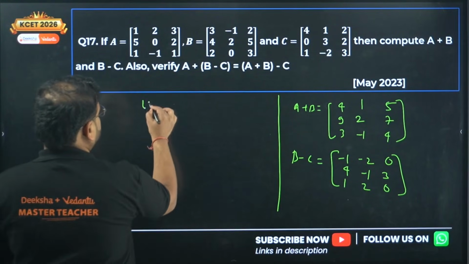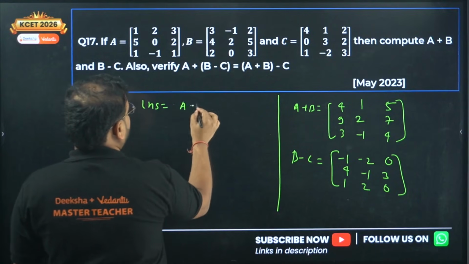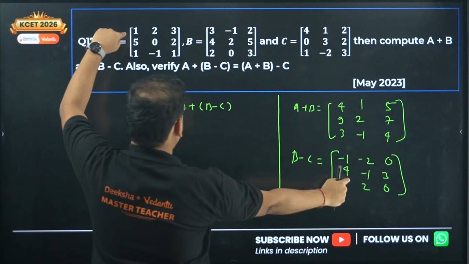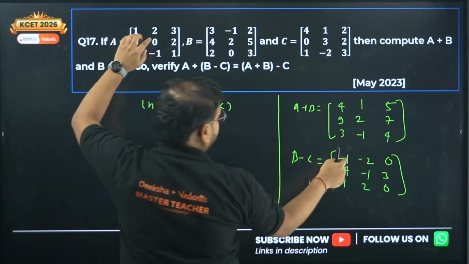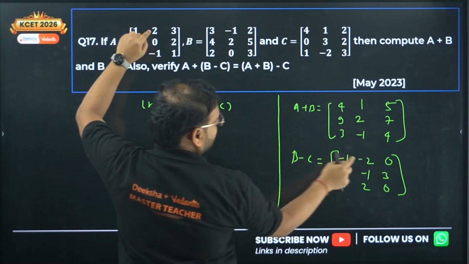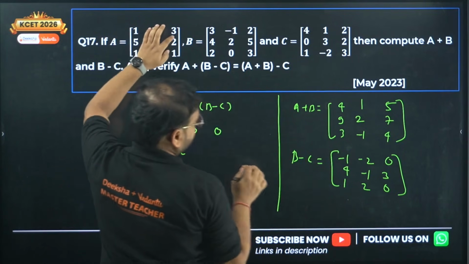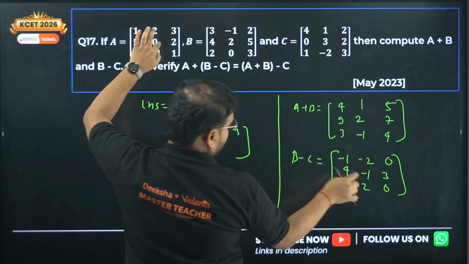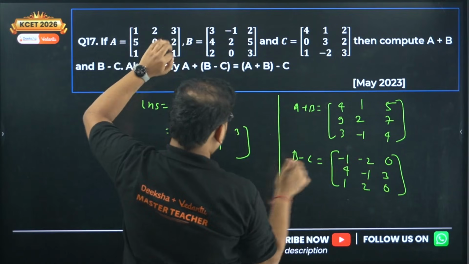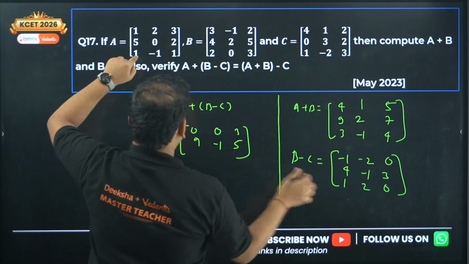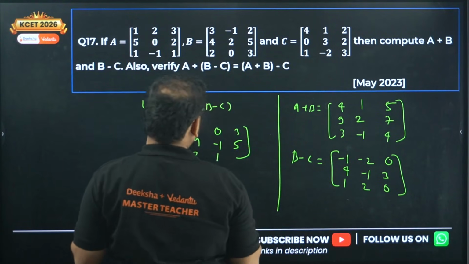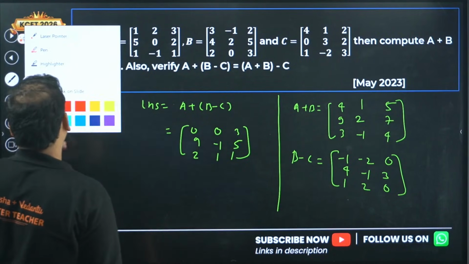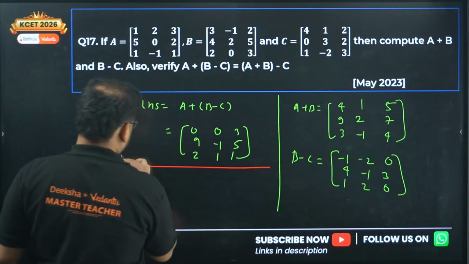So let's start with LHS first. Let's start this A plus B minus C. Do we have B minus C over here? So add these two. Check here. Minus 1 and 1, 0. Minus 2 and 2, 0. 3 and 0 is 3. 4 and 5 is 9. 0 and minus 1 is minus 1. 2 and 3 is 5. 1 and 1 is 2. Minus 1 and 2 is 1. And 1 and 0 is 1. This is my A plus B minus C. Next is going to be what? Next will be your RHS.